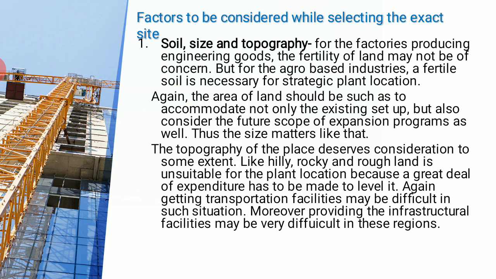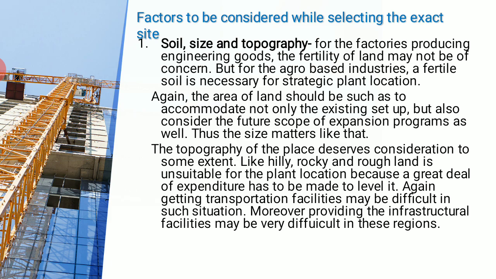Mind you, we are talking about the fourth and the last stage of the selection process. The next one is the topography of the place. That deserves consideration to some extent. Why? Because there may be flat region, hilly region, rocky region, rough land, smooth land. All these things may matter because it may at times prove unsuitable for the plant location, because a great deal of expenditure is then to be made on leveling it, right? So it depends on which type of land you need, what your requirement is, and accordingly we'll try to avoid hilly, rocky and rough land, because once you try to develop this kind of land, the actual expense may be very high.